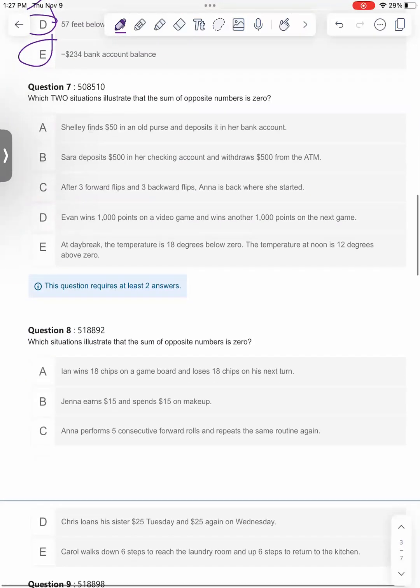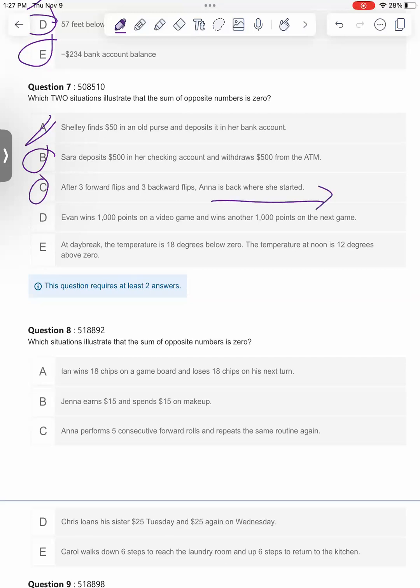Which two situations illustrate the sum of opposite numbers is 0, so like -7 plus 7, right? Shelly finds $50 in an old coat and deposits it in her bank account. No, she just got 50 bucks. Sarah deposits 500 in her checking account and then withdraws 500 from the ATM later. That's what it was before, so that's 0, right? After 3 forward flips and 3 backward flips, Anna's back where she started. Okay, so that would be like this. She went forward 3, then she went back 3.